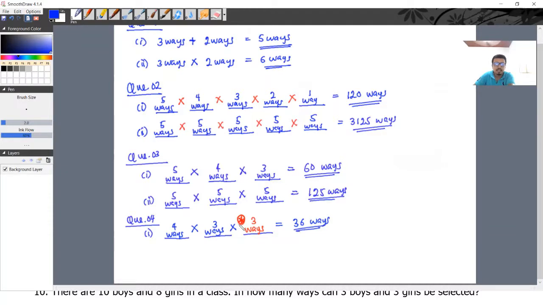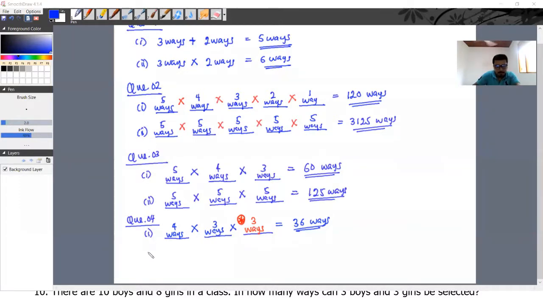To form 3-digit odd numbers using the digits 1, 2, 3, 4 and 5, there should be 36 ways. So what is the point that you should keep in mind? When there is a condition, first you need to satisfy that condition. You need to begin with that condition. Right? That is the golden rule.